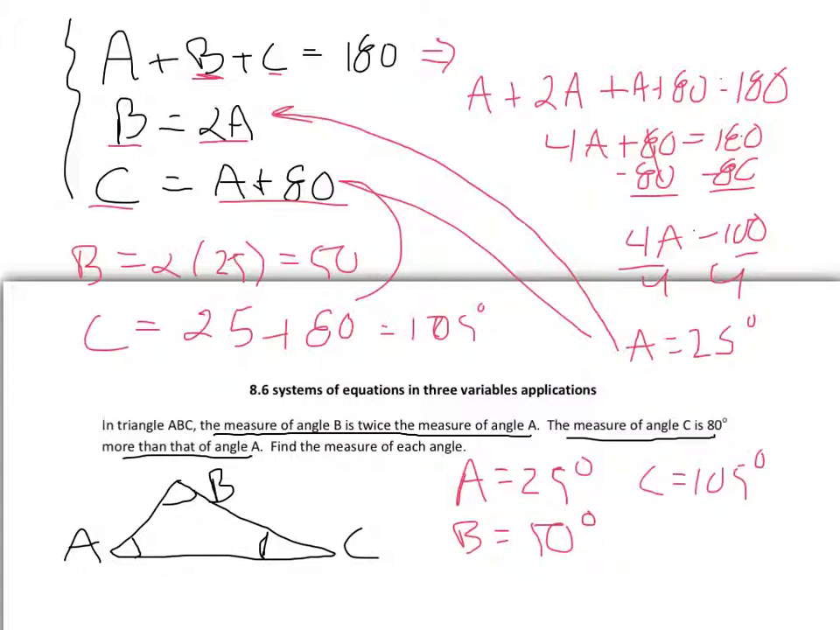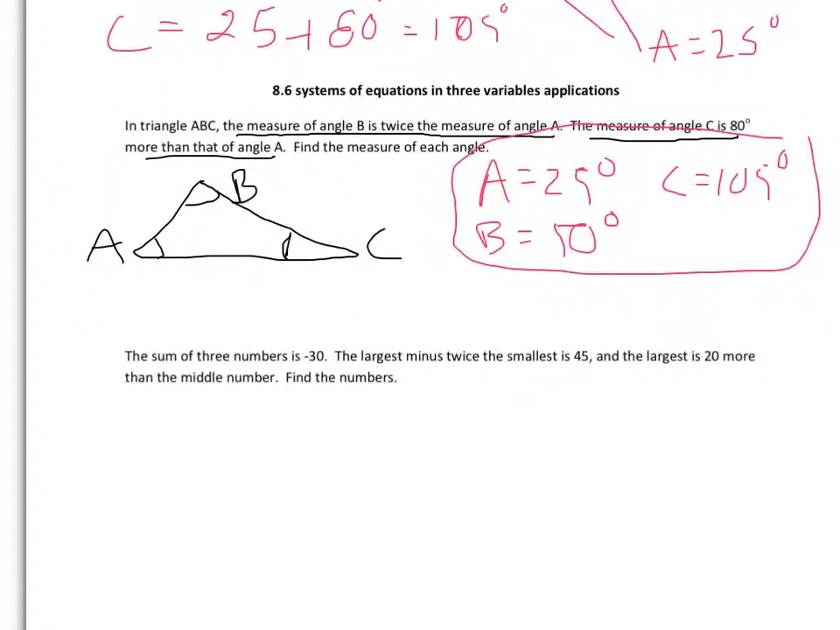And we could check by adding these things up. Does it equal 180? Yeah. Is B twice A? Yeah. Is C 80 more than A? Yes, it is. So that is the way we solve that problem. So moving on to this next one here.